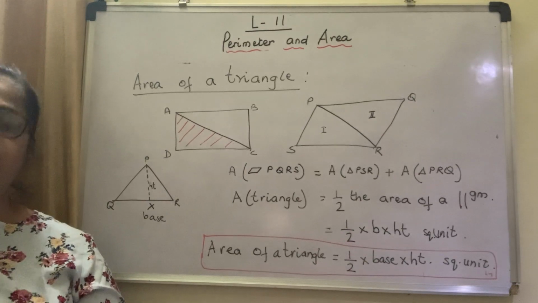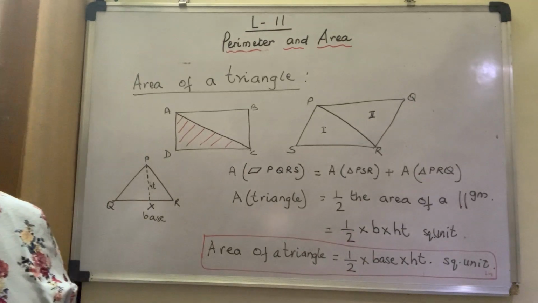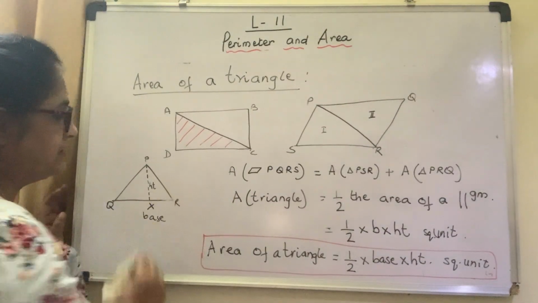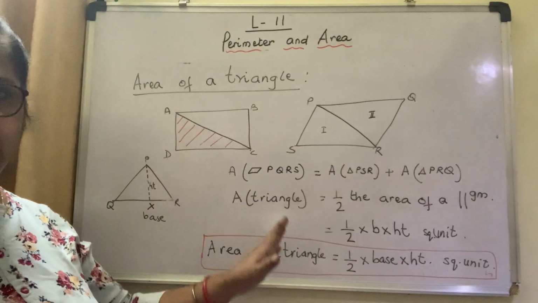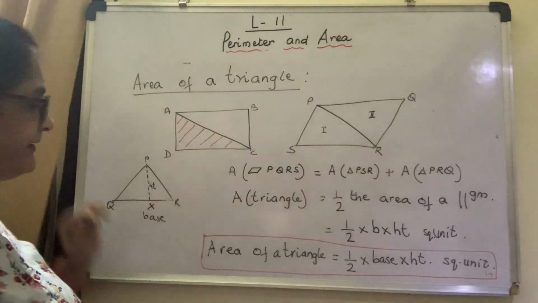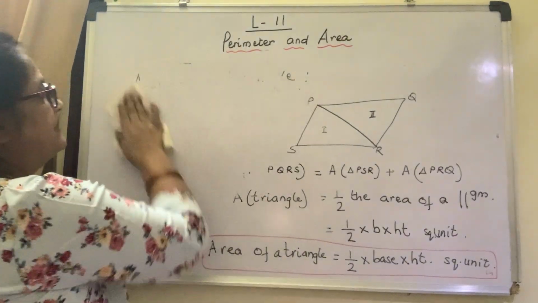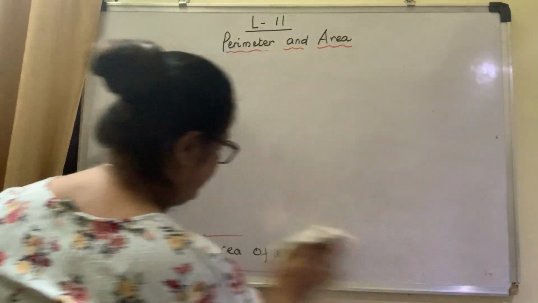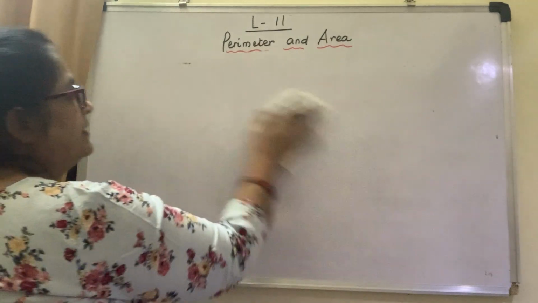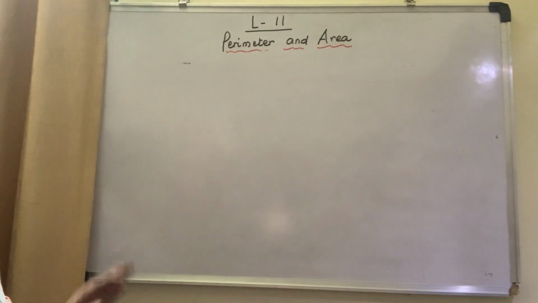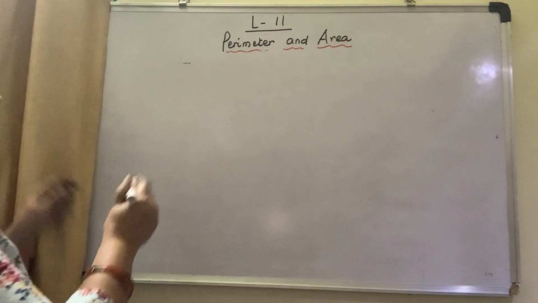Now, so in a nutshell, let me take it in a nutshell. What is the area of a parallelogram and triangle, as well as the perimeter of a parallelogram and a triangle? I will give it to you in one place so that you can copy this into your classwork books.